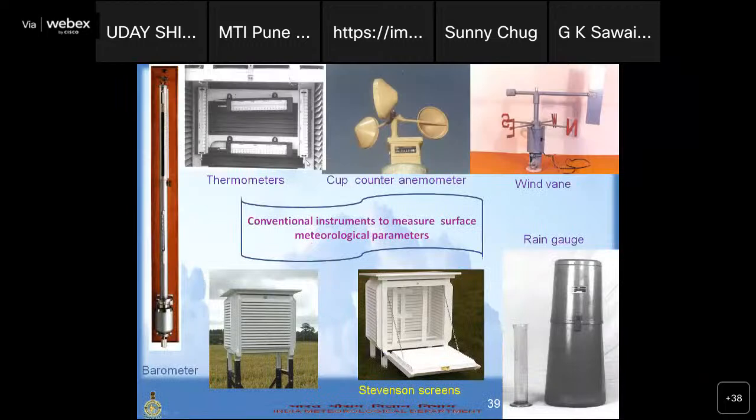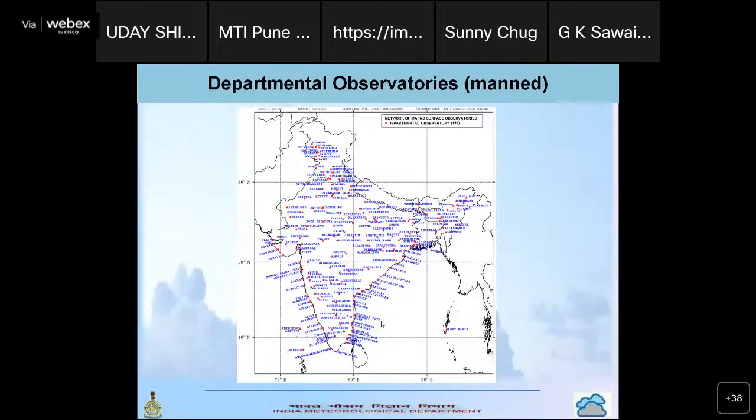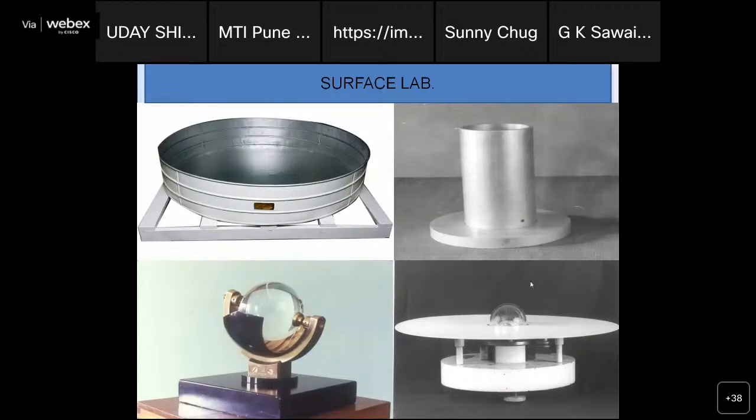These are the meteorological instruments which are deployed on the surface observatory. This is the thermometer screen, this is the anemometer, this is the wind direction instrument, this is the ordinary rain gauge, this is the Stevenson screen. These are also the sunshine recorders. These are the radiation instruments, and this is the OP, open pan evaporimeter.